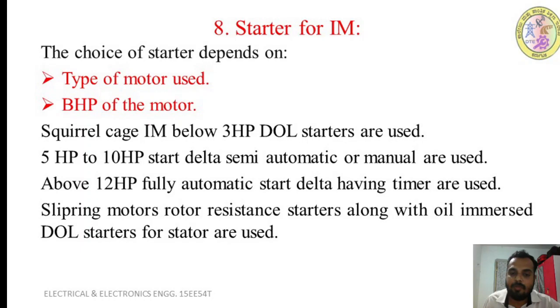For squirrel cage induction motors below 3 HP we use DOL starters, and from 5 HP to 10 HP we use star delta semi-automatic or manual starters. For squirrel cage induction motors above 12 HP, fully automatic star delta starters with timers are used. For slip ring motors, rotor resistance starters along with oil immersed DOL starters for the stator are used, right? Starters are very important to limit the starting current of induction motors or any motors.